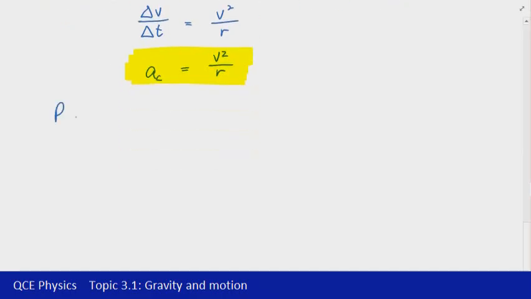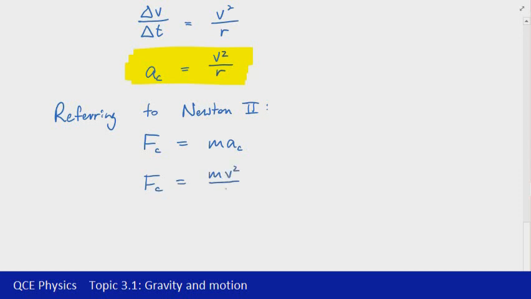One last little step then, if we refer back to Newton's second law, where we're going to link force and acceleration, we can identify that the unbalanced force, as we said earlier, F_c is going to be equal to m times a_c. We now know that the centripetal acceleration is V squared on R, so centripetal force is equal to m multiplied by V squared on R. In the data booklet, that equation's there as well.